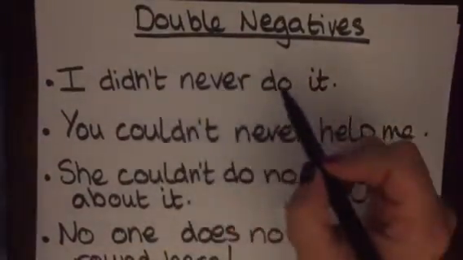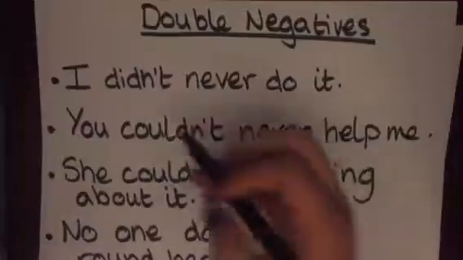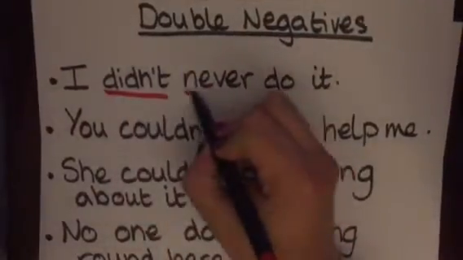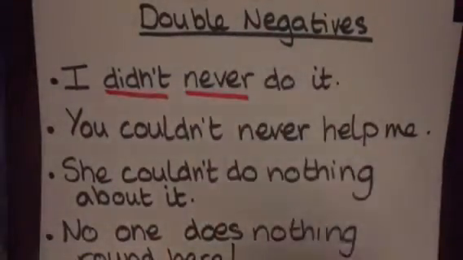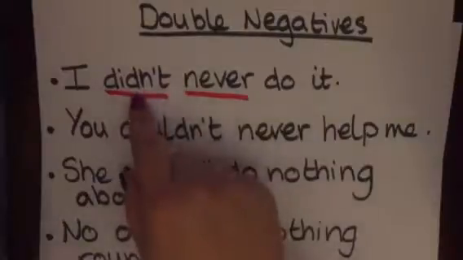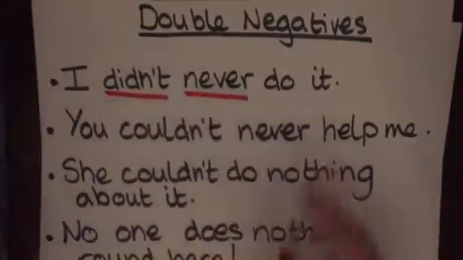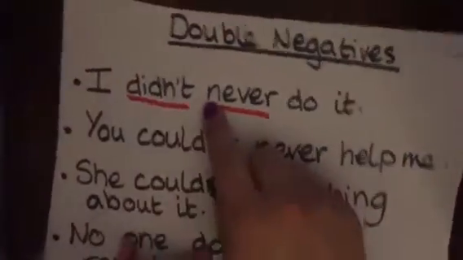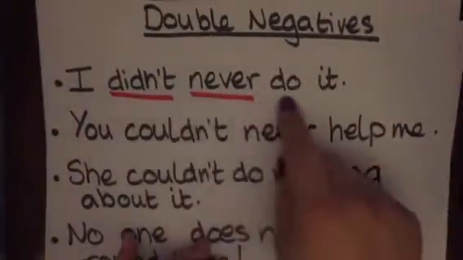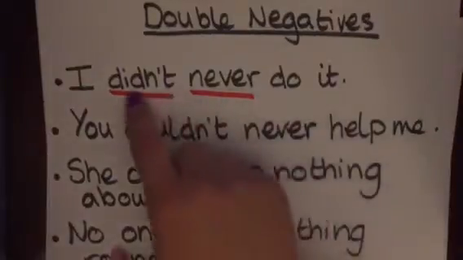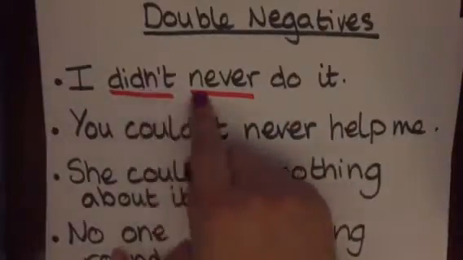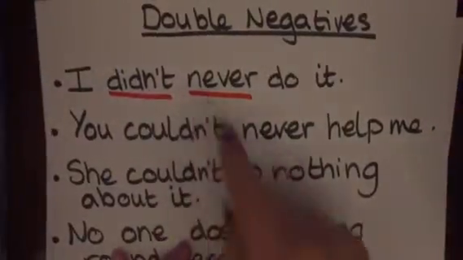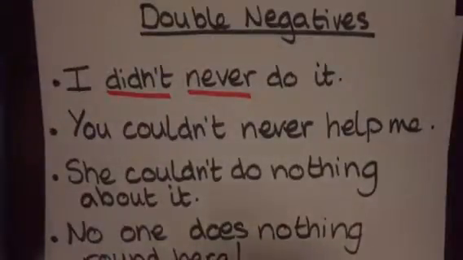I didn't never do it. Well, here's a negative and here's another one. We have a double negative. If you didn't never do it, that means you did it. What you're trying to say is, "Oh, I didn't do this, I didn't do it, it wasn't me." But if I did not never do it, that means you did do it. That's not what you mean.